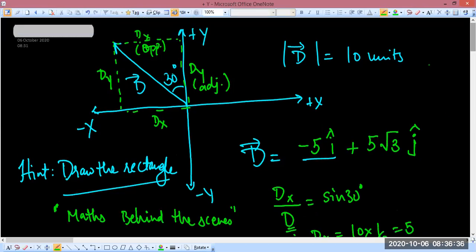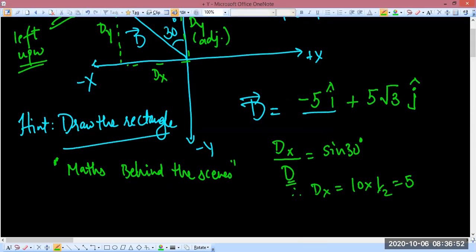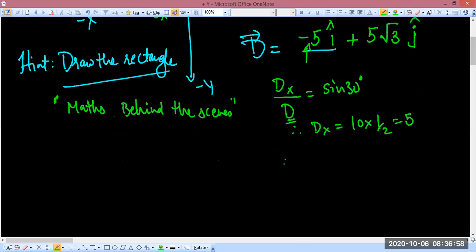But look at the quadrant. This vector is towards which quadrant? Pointing towards the second quadrant, right? Because it is upward and left side. Clear? So left side, obviously this has to be negative. X component has to be negative. So minus 5. And similarly, for y component here, you're going to do dy by d is equal to cos 30.